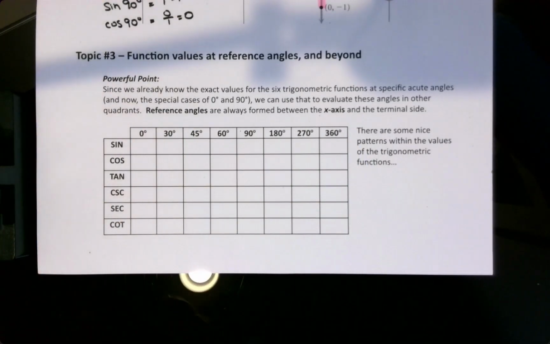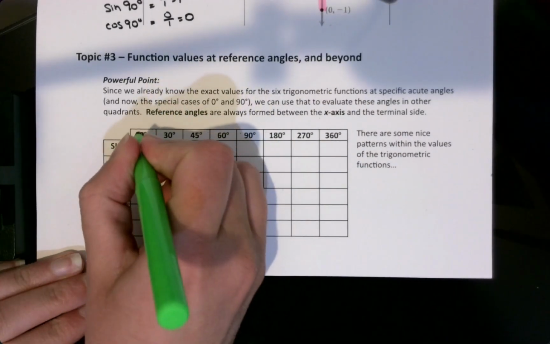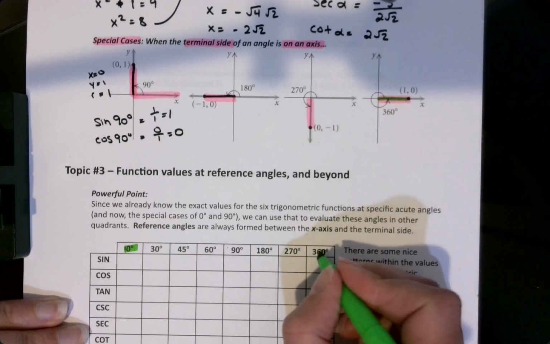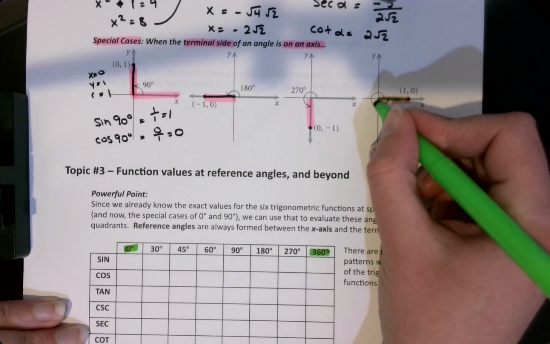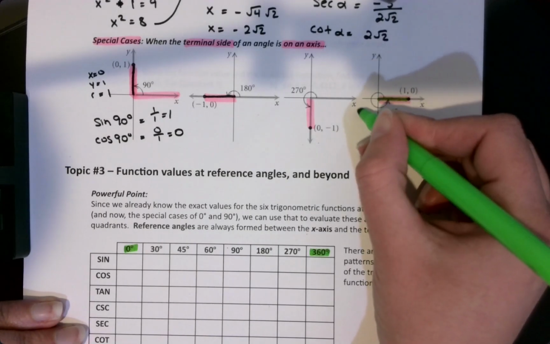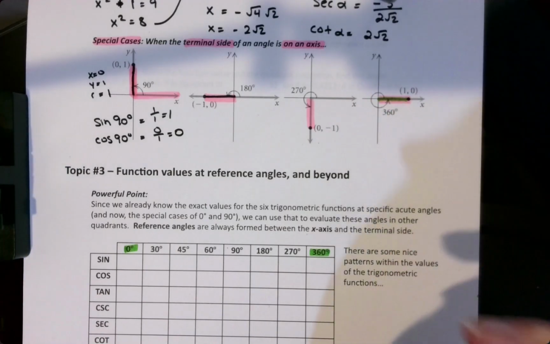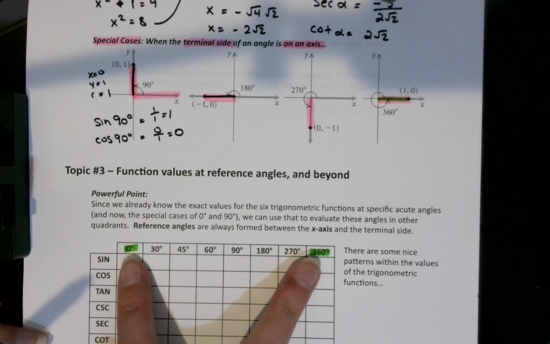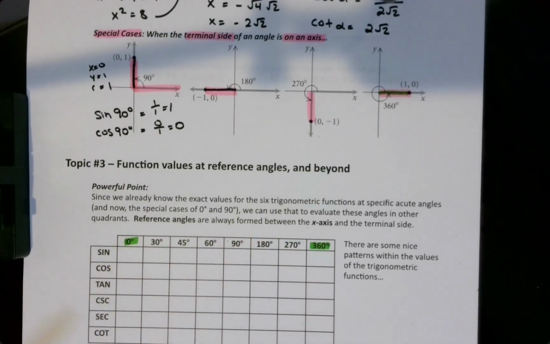So let's first consider if the angle is 0. If the angle is 0, that's going to be the same case as if the angle is 360. If you start on the positive x-axis and don't move at all, you stay on the positive x-axis. Or if you start on the positive x-axis and rotate a full circle, you land back on the positive x-axis. So the 0 angle and the 360-degree angle are going to have identical trig function measures.